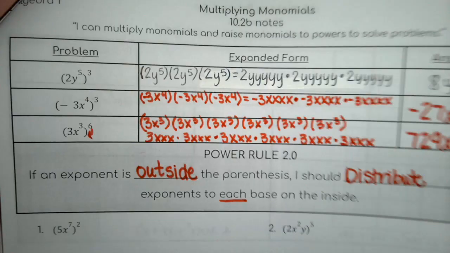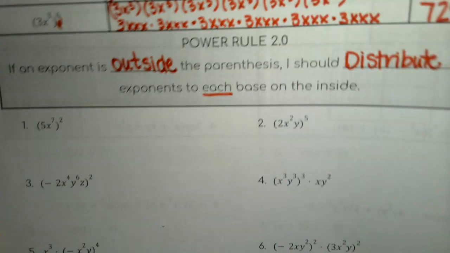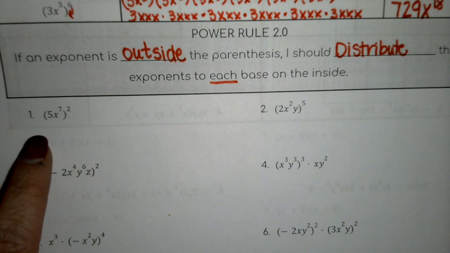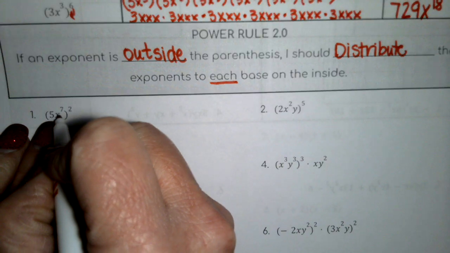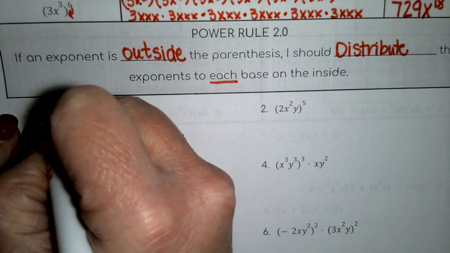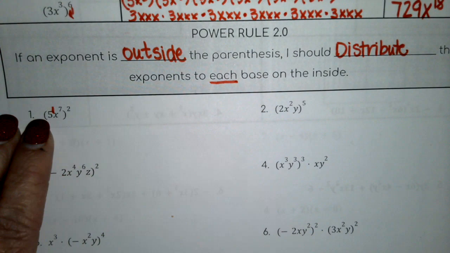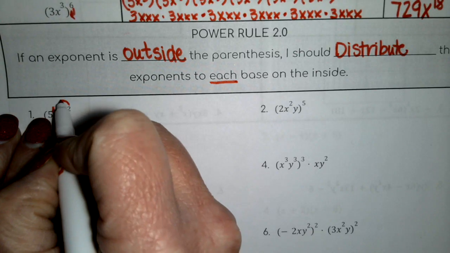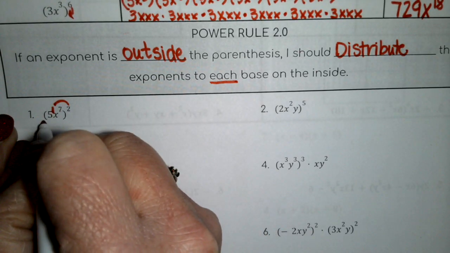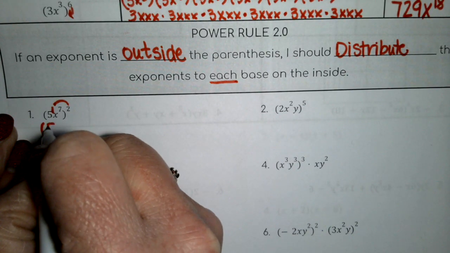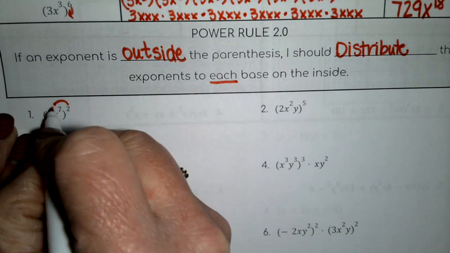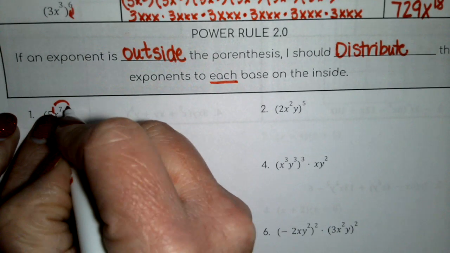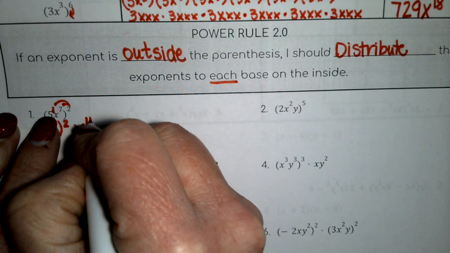So let's look at number 1, and let's try to use this Power Rule 2.0 and see if we can do it without expanding. So number 1, the 2 is on the outside, the 7 belongs only to the x, and the 5 has an exponent of a 1. So what we're going to do is distribute this 2 to the 1 and to the 7. So 2 times 1 is 2. So the 5 is inside parentheses. It's going to stay inside parentheses. 5, 2 times 1 is 2. And then we've got an x. 2 times 7 is 14.